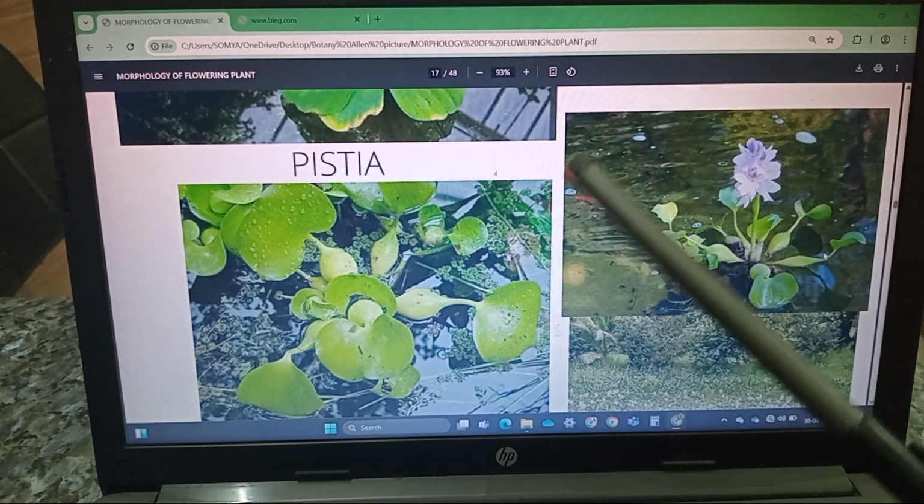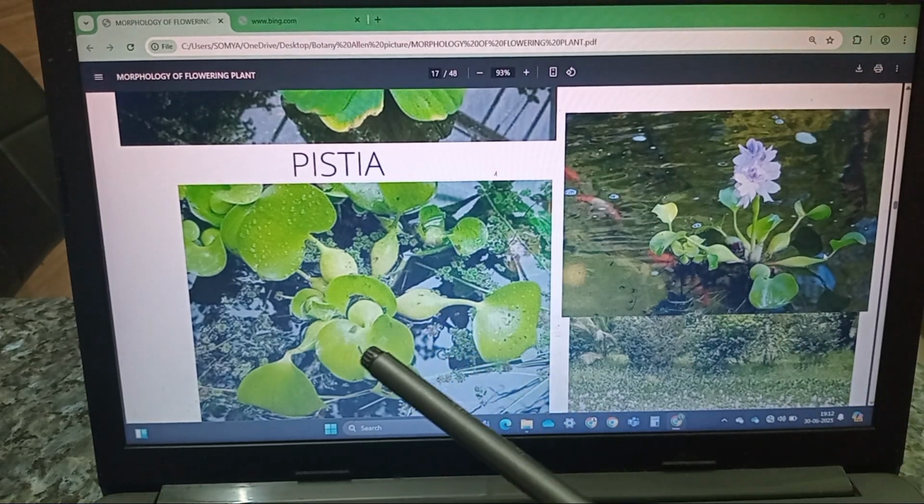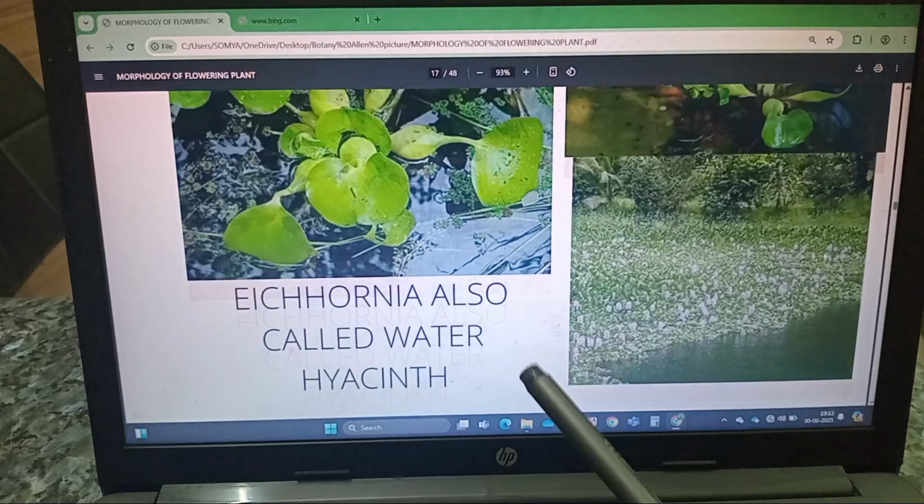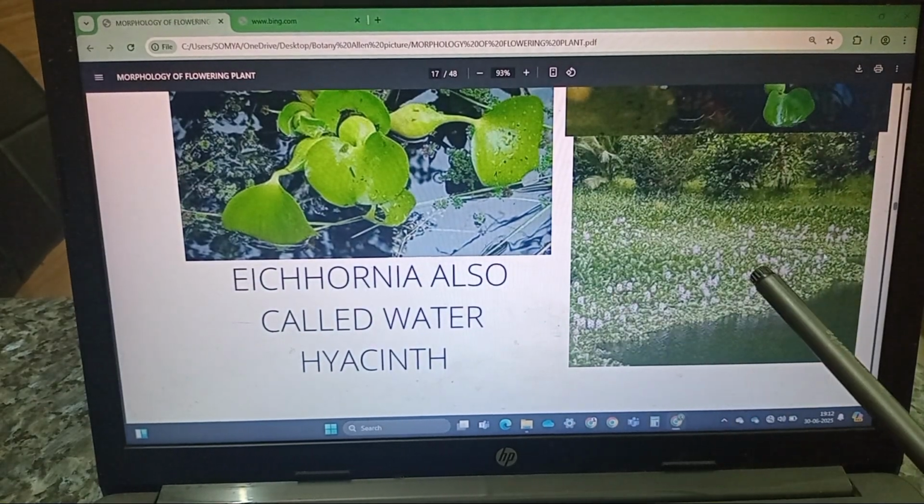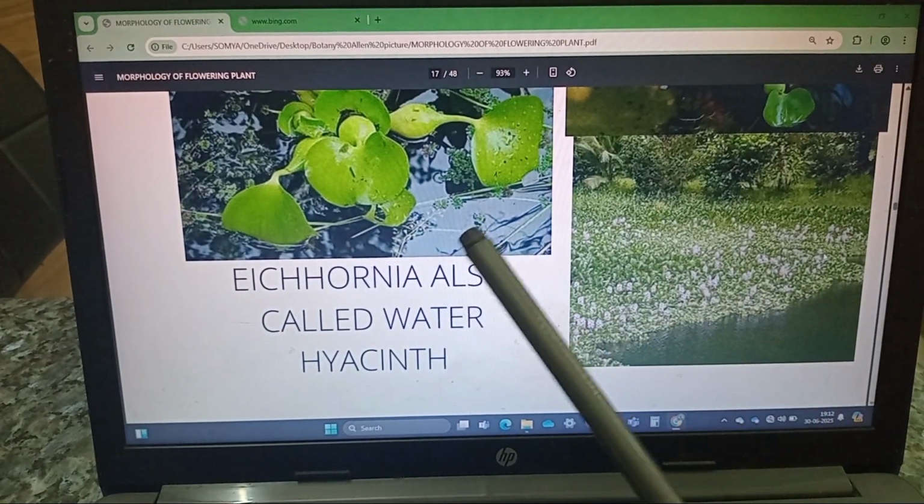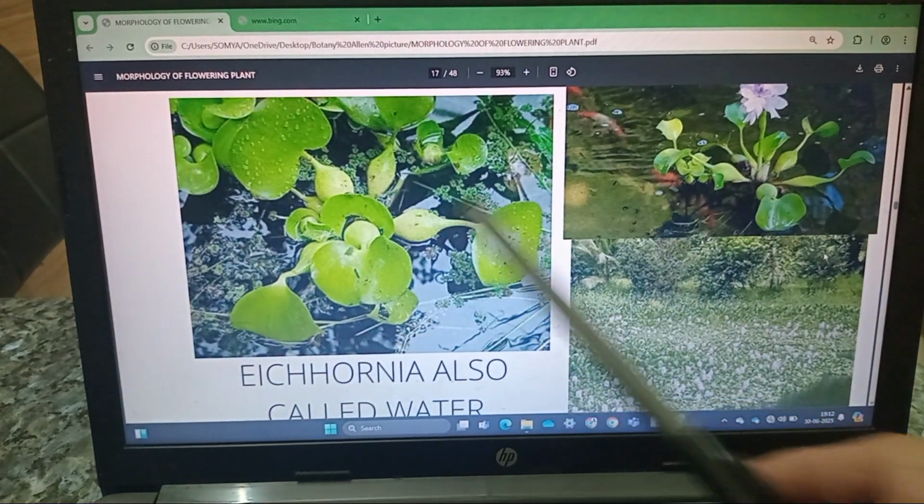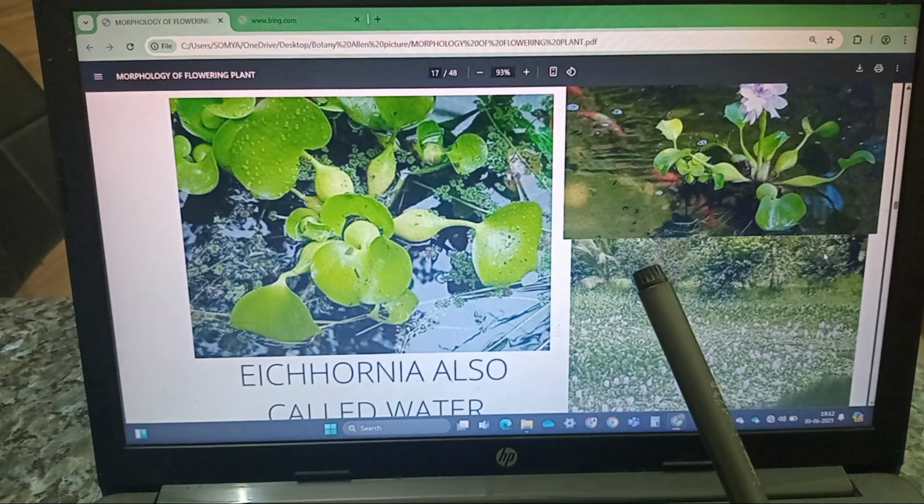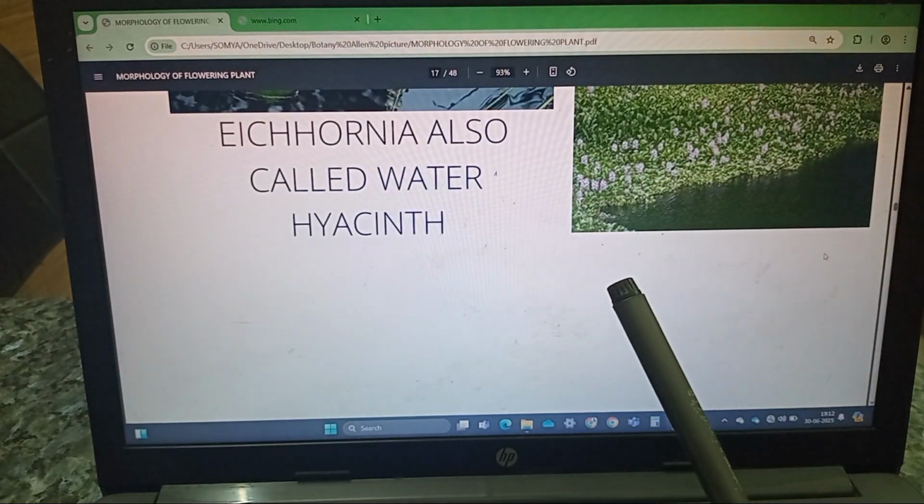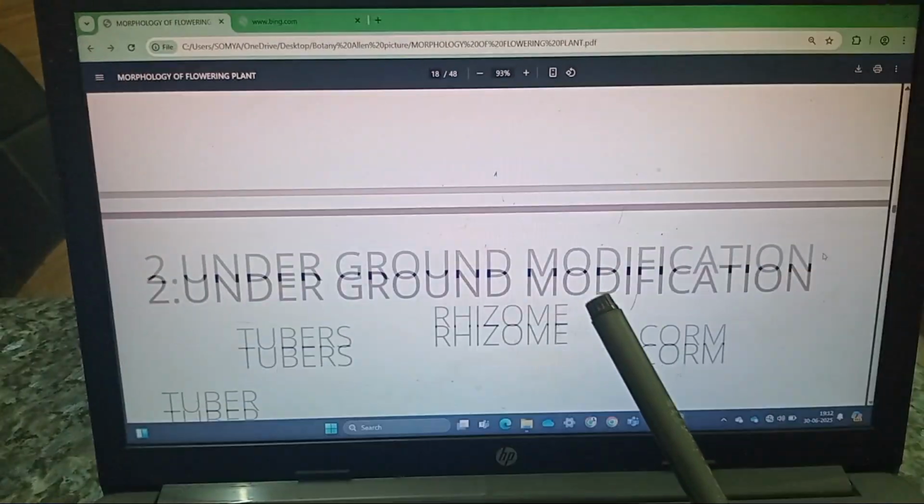This is an aquatic plant. It fills up the pond very soon by its vegetative reproduction. Here the petiole of the leaves is enlarged, bulb-like. So this is the offset.